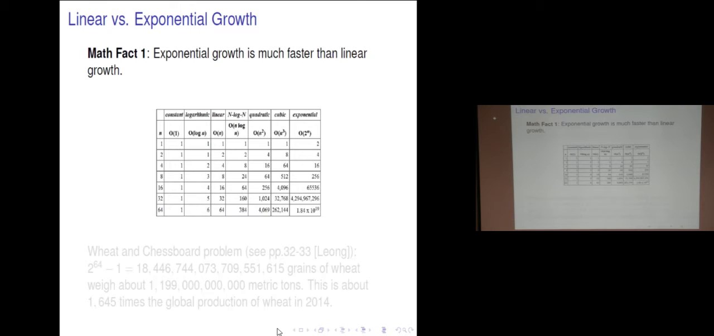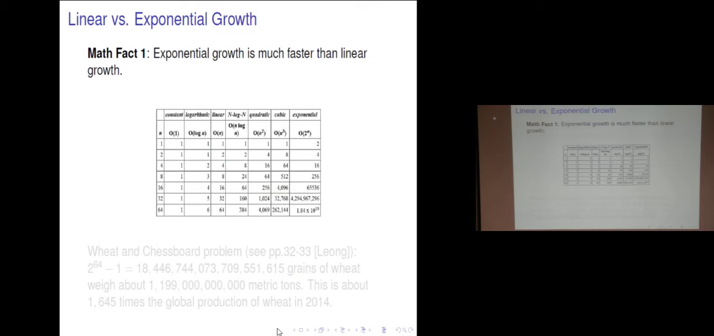Now when n equals 8, you get 256, which is smaller than n cubed. But at the next level, this is already quite big. Now if you look at when n equals 32, this is a huge number, right? It's much, much bigger than the others. If you look at n equals 64, this is 1.84 times 10 to the power 19. So it's very, very long.